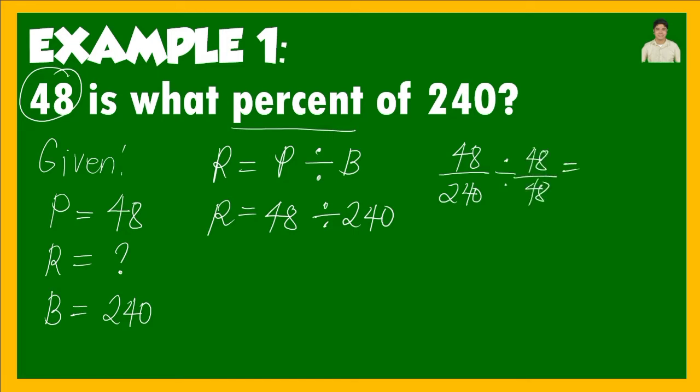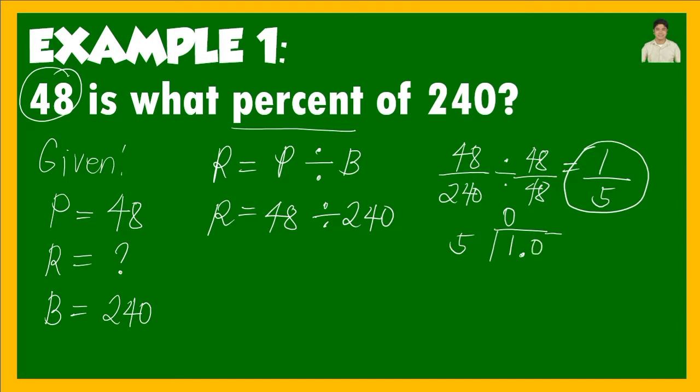48 by 48, that is 1. 240 divided by 48 will have 5. So, yung ating sagot is 1/5. So, lumiit po ang dapat nating i-divide. So, divide na natin. 1 divided by 5. So, cannot be. So, we'll add decimal point.